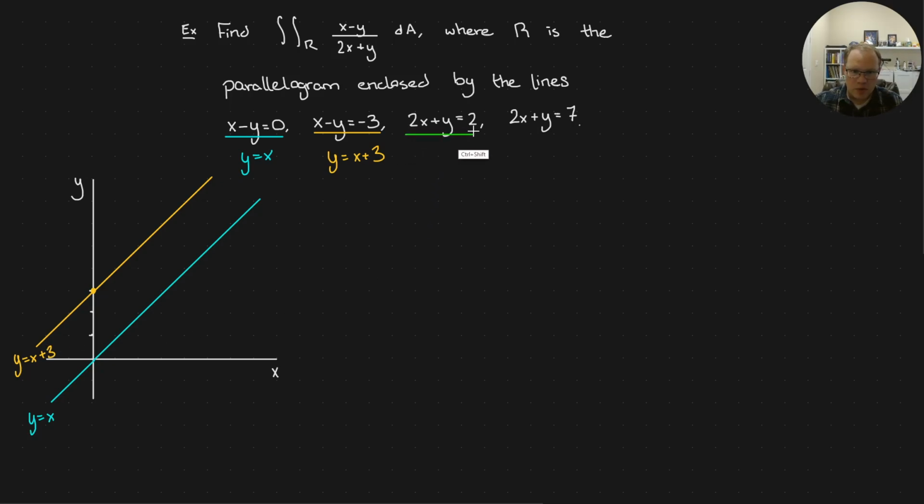Then we have 2x plus y. I can rewrite that as y equals -2x plus 2. So -2x, so down 1 over 1. Get this line right here. And finally, this one, y equals -2x plus 7. So 1, 2, 3, 4, 5, 6, 7. Down 2 over 1.